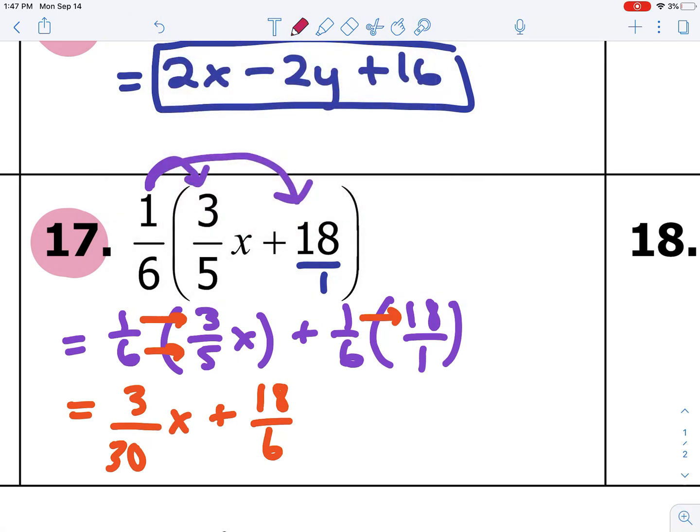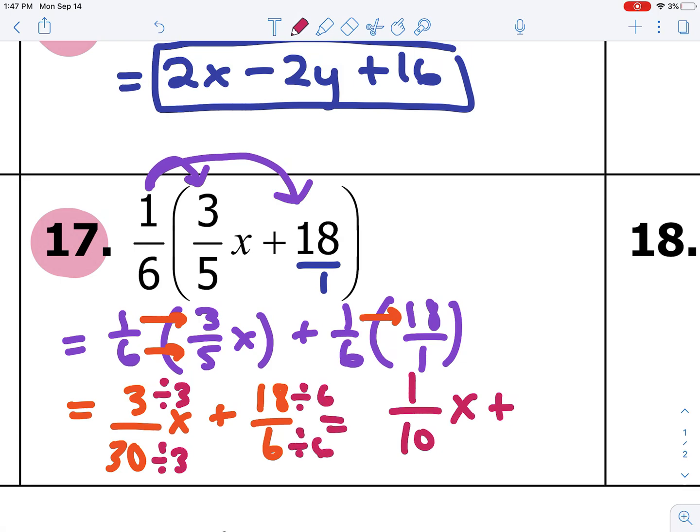So we see we can simplify our result again. 3 over 30, we can divide the top and the bottom by 3. That gives us 1 over 10 x, plus we can divide the top and the bottom by 6. So we get 1 over 10 times x plus 3 as our final answer.